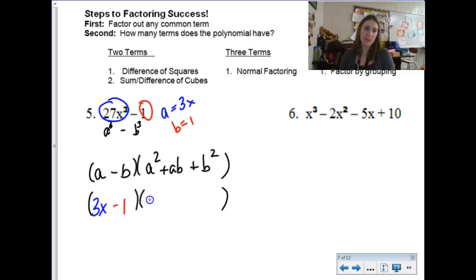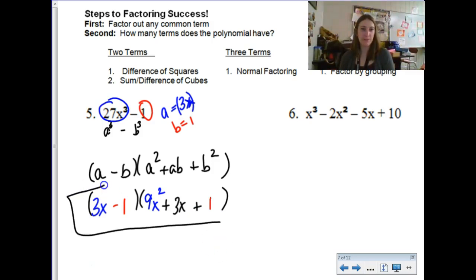And then be careful on this first term, a squared. If you're going to square this entire term, what's an x? You're squaring the 3 and the x, so that's a 9x squared. And then plus a times b would be 3x times 1, which is just 3x. I'll just write it in black, I guess. And then plus b squared, 1 squared is 1. And again, favorite part about this pattern, once you use it, you're done.